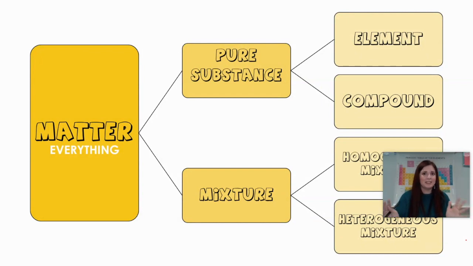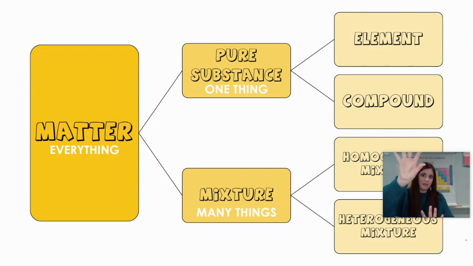Everything in the kitchen is made up of matter. Except if you have an idea. An idea is not matter. Sorry, 99.99% of everything. A pure substance is just one type of thing, whereas a mixture is made up of many things, okay? So everything is either one thing or it's many things.